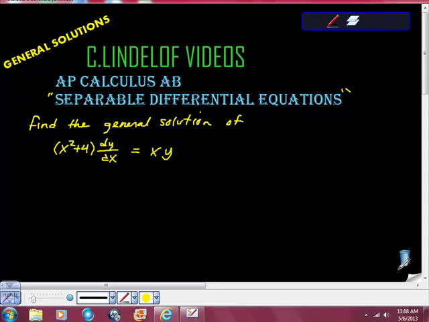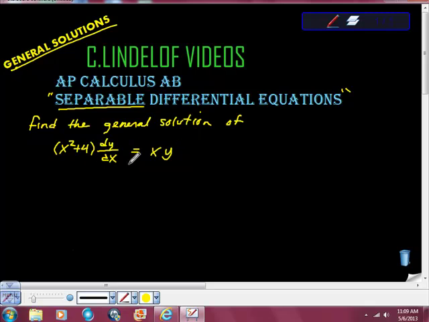AP Calculus AB, separable differential equations. In this specific one, we're going to use general solutions. So we're asked to find the general solution of (x squared plus 4) dy/dx equals xy. And you have to be thinking about this as separable.